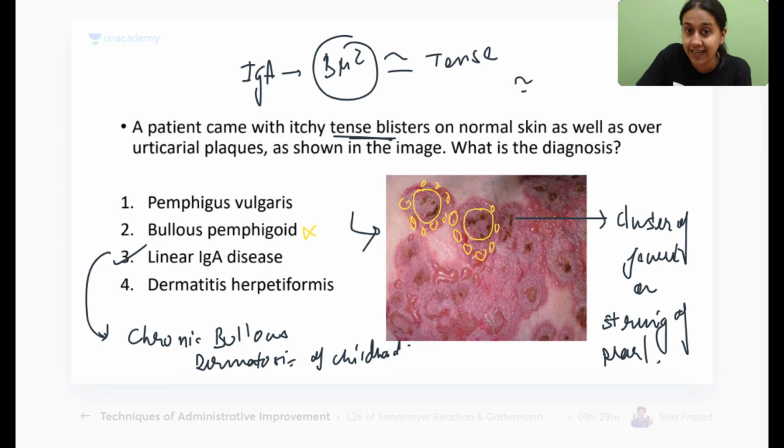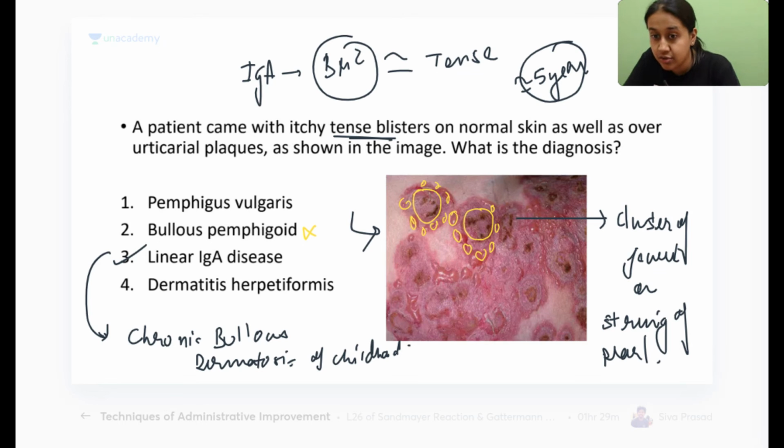Remember, it is very common at 5 years of age. You can see it in elderly also. We have two types of linear IgA disease, the childhood variant and the adult variant. Childhood variant is most common at 5 years, where you have the classical cluster of jewel appearance. In the adult variant, you will have fewer of these cluster of jewel features, but more oral lesions. Okay? Clear?